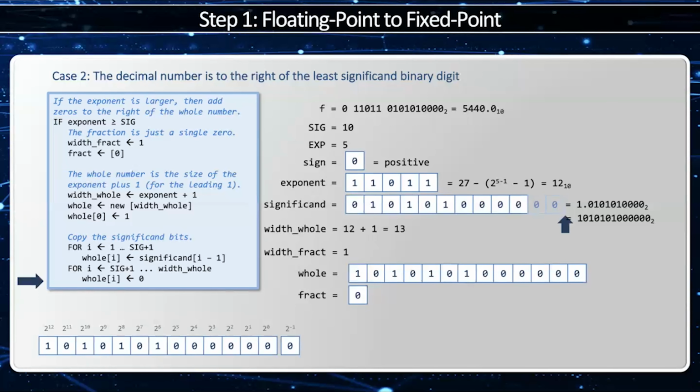That's 2 to the 12, which is 4,000 something, 2 to the 10, which is 1,000 something, 2 to the 8, which is going to be 256, and 2 to the 6, which would be 64, and add that all up and I get 5,440, and so I did in fact get the right number.